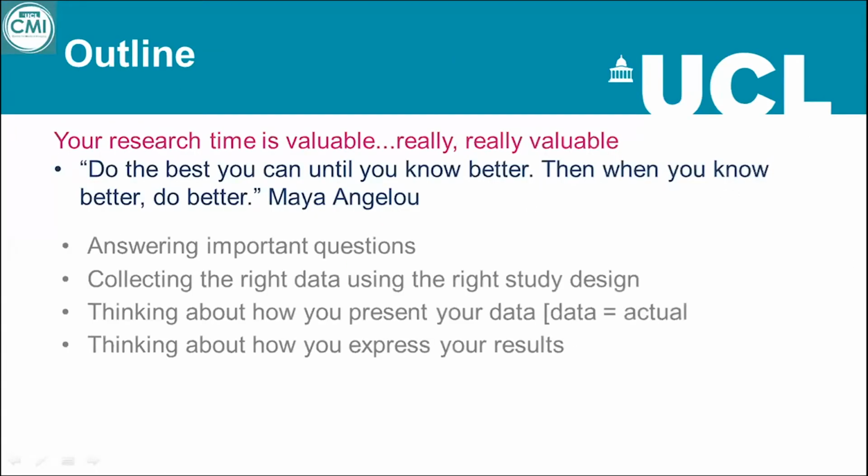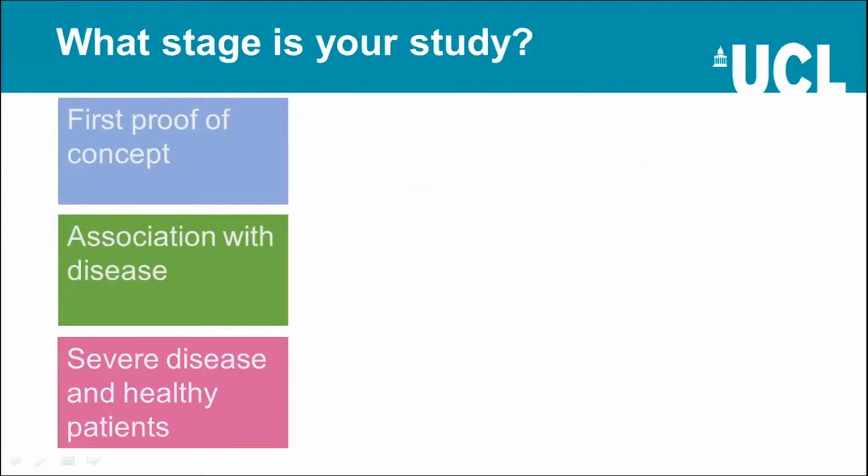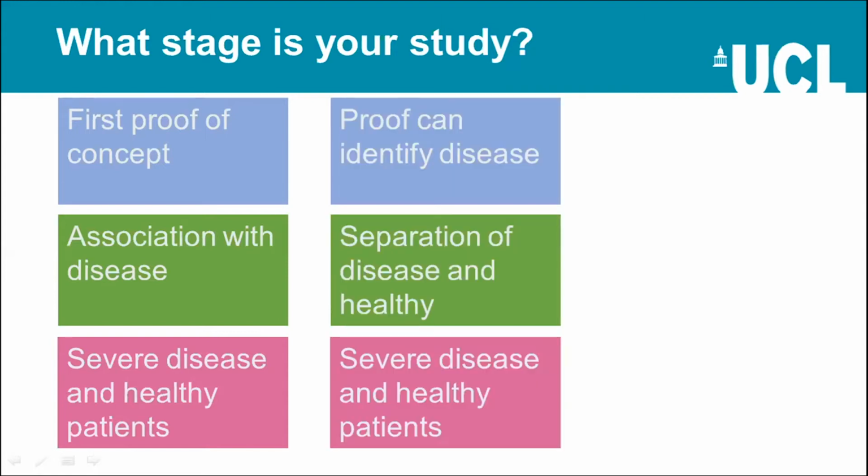Okay, so let's come back. We've answered a few of those top ones. Let's think a little bit about the role of your biomarker and who you're going to enroll and reporting your study. Okay, so when you're thinking about your biomarker, you need to think about the stage of your study. Are you doing the first proof of concept and you're looking at association with disease? Are you proving that you can identify disease, you can separate disease and healthy? And in both of these, you've got severe and healthy patients as the people you're enrolling most likely.